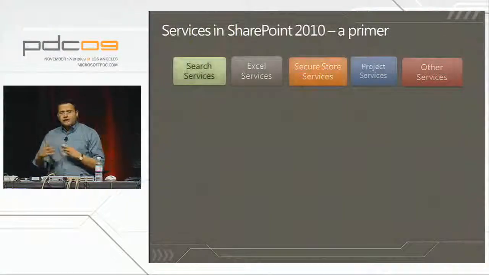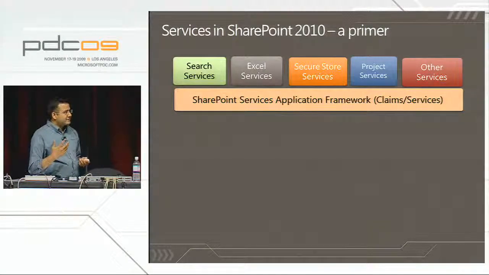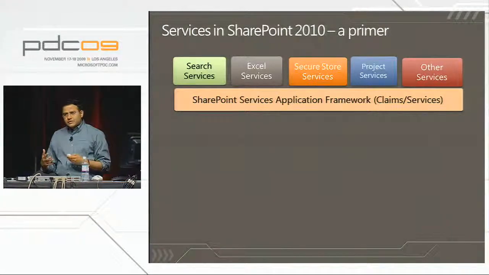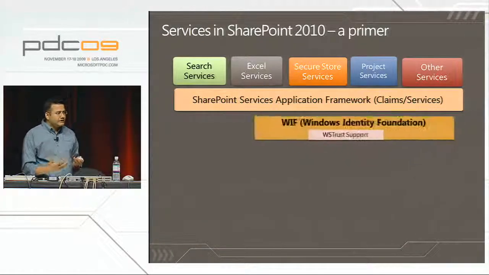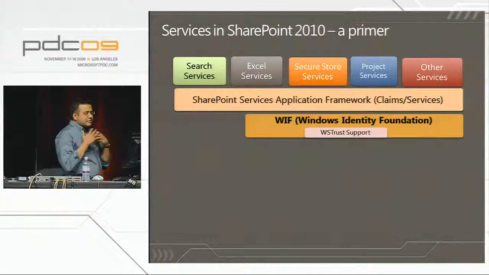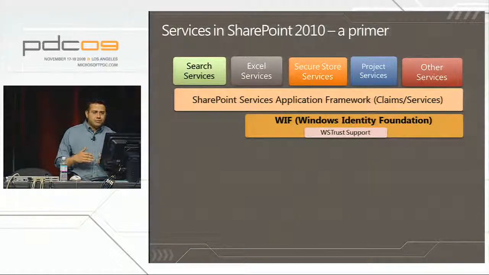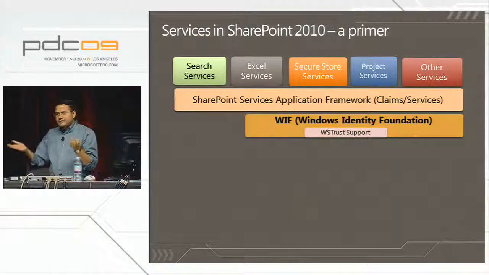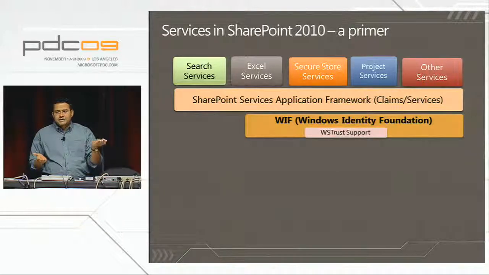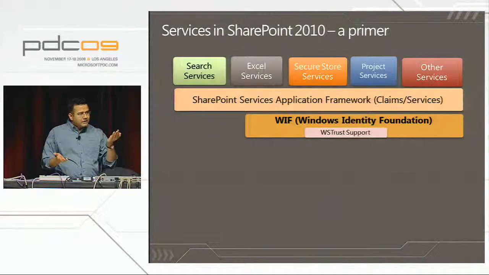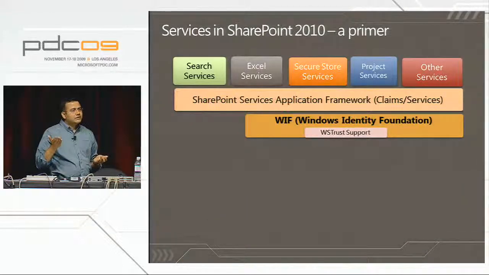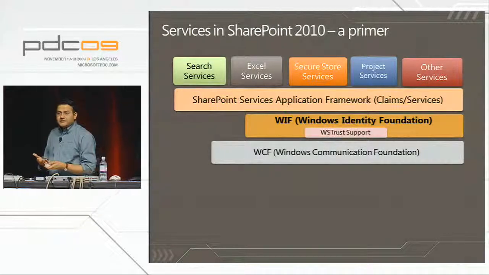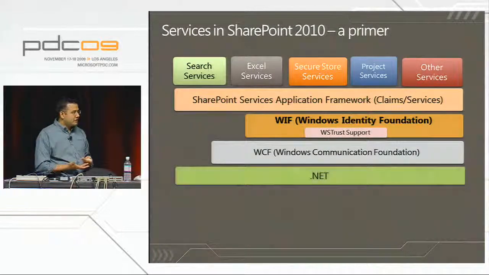And a quick primer: all the services, like Excel and Access services, are built on top of the Services Application Framework, which is claims aware, which is WIF enabled. And the way we got the claims is by using WIF. And most importantly, WIF's WS-Trust support is what enables all the services to be claims enabled. So as I said in the beginning, there are two sides of the coin. You have WS-Federation, mainly for the ASP.NET passive cases, and then you have WS-Trust, which is mainly for the services and the active cases. And again, WIF is built on top of WCF, and then obviously the .NET Framework, which is part of the .NET Framework as well.